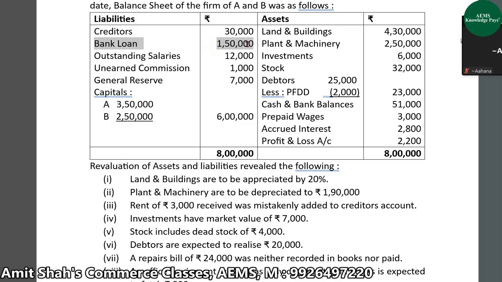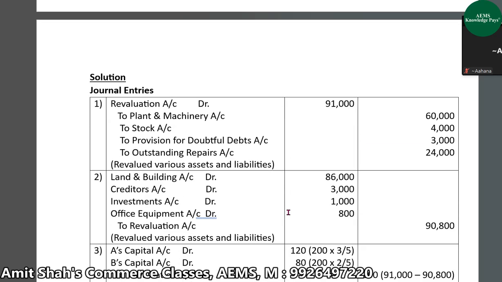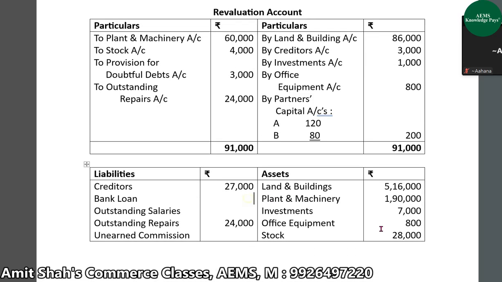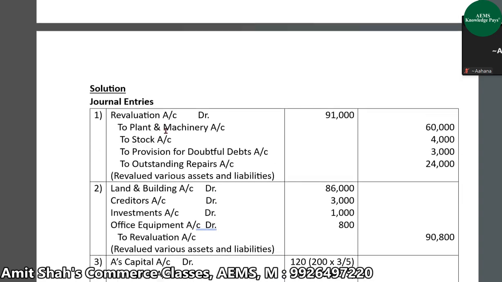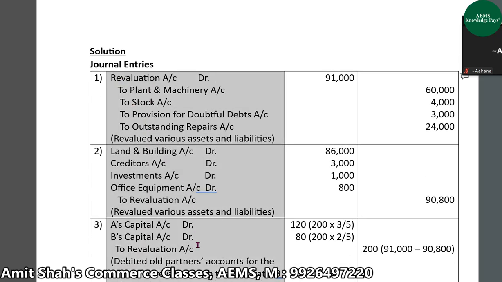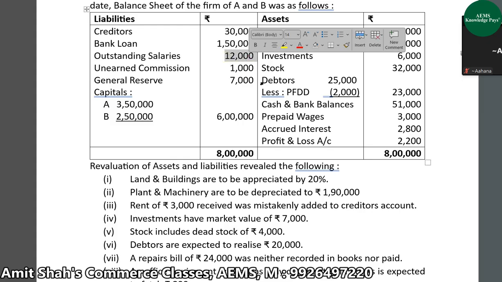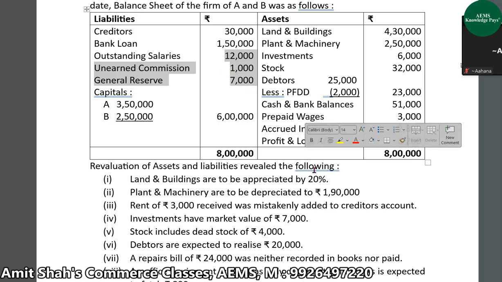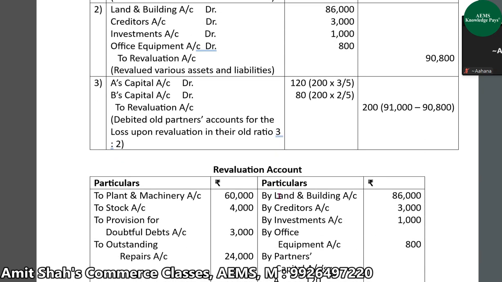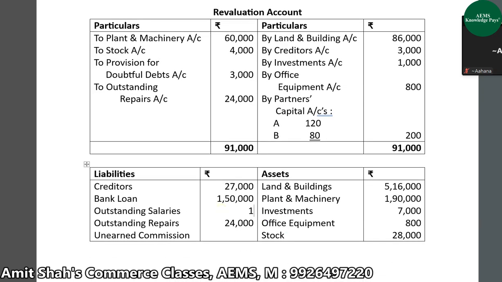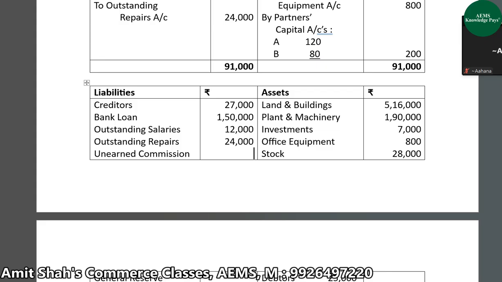Bank loan has not changed at all. So we'll present bank loan at its earlier value, that is 1,50,000. There is no change in outstanding salaries because here we have not used the outstanding salaries account anywhere. So its balance is intact, and that is 12,000. Unearned commission and general reserve also have not changed, so their balances will also remain the same. So 12, 1 and 7 is for these three items: 12,000, 1,000 and 7,000 for general reserve.